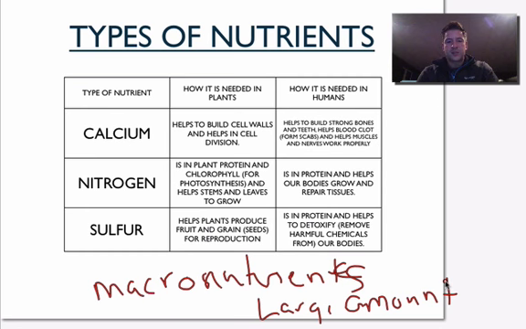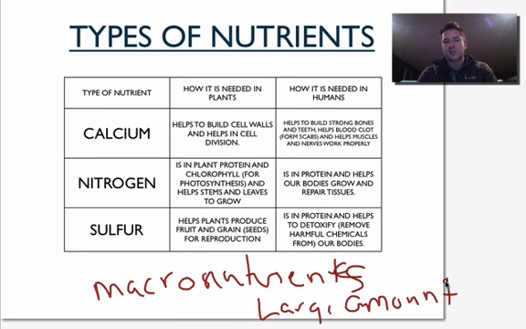Okay, nitrogen in plants. It's in the protein and in the chlorophyll, and the chlorophyll is used for photosynthesis. It helps the stems and the leaves to grow. Then we take the element sulfur, and how does it help plants? Well, it helps them to produce the fruit and grain, or their seeds, for reproduction. So we can see how these nutrients actually help out plants.